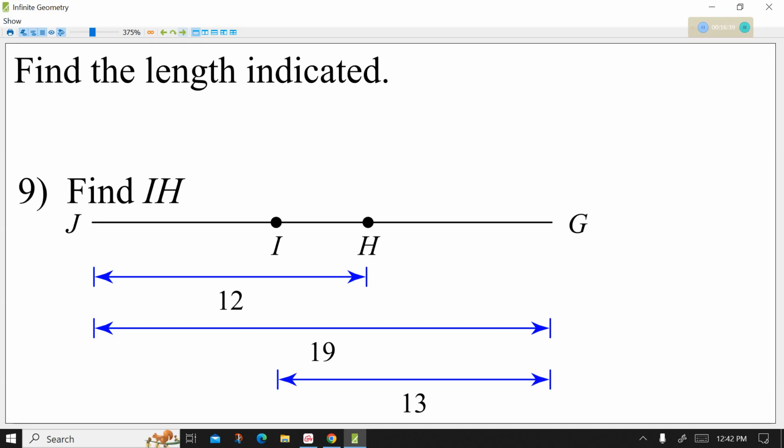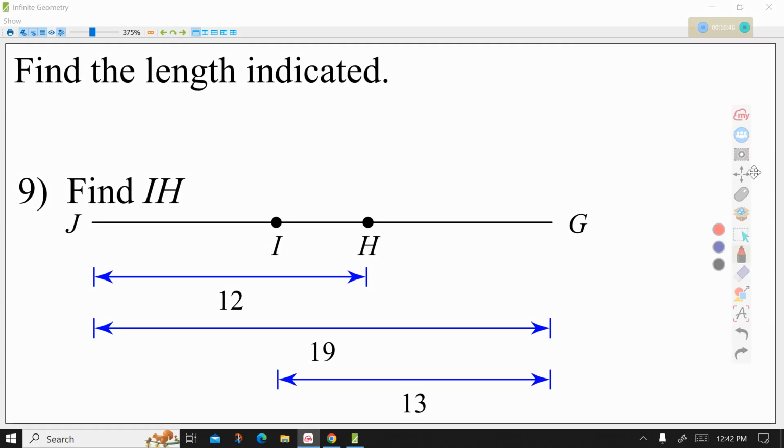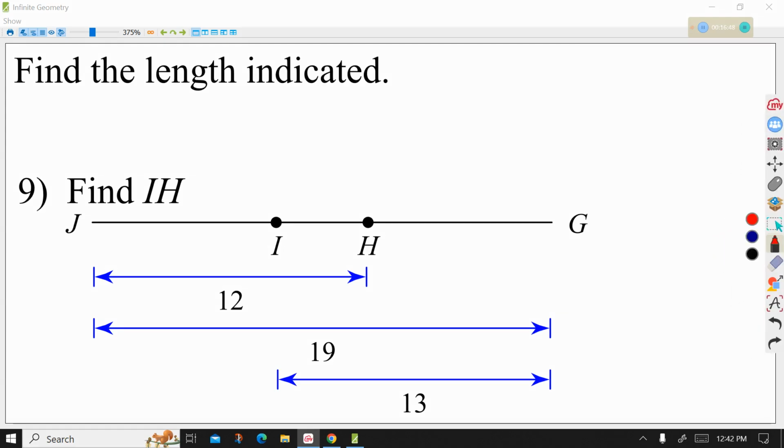Okay, so number 9, this would be a good one for you to try. I got a lot of questions about this one just because I really want to believe that you guys could have done this on your own, but all the lines made you feel a little bit confused and maybe intimidated, right? So from here to here, we know, right, from this point to this point right here is 12, okay? And then if you can observe, this thing is telling me the whole line is 19, okay? So from there, from J to G, it's 19.